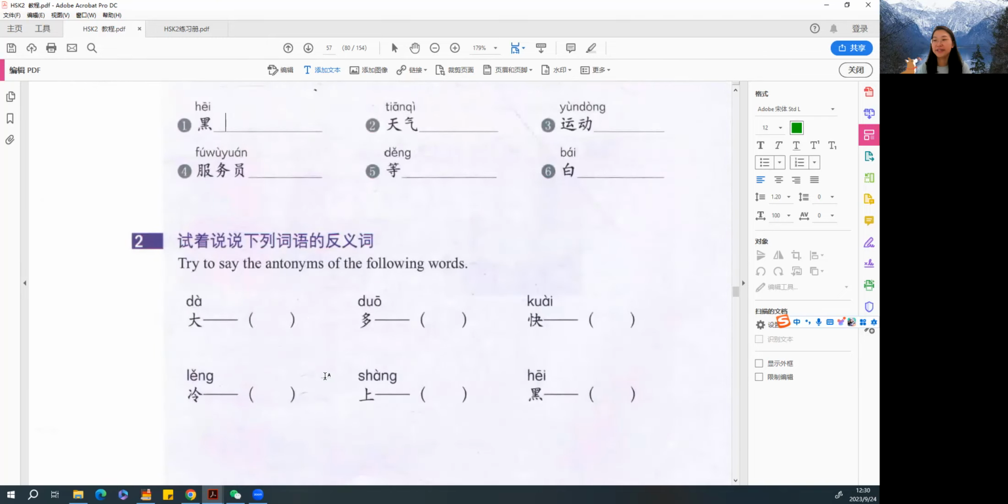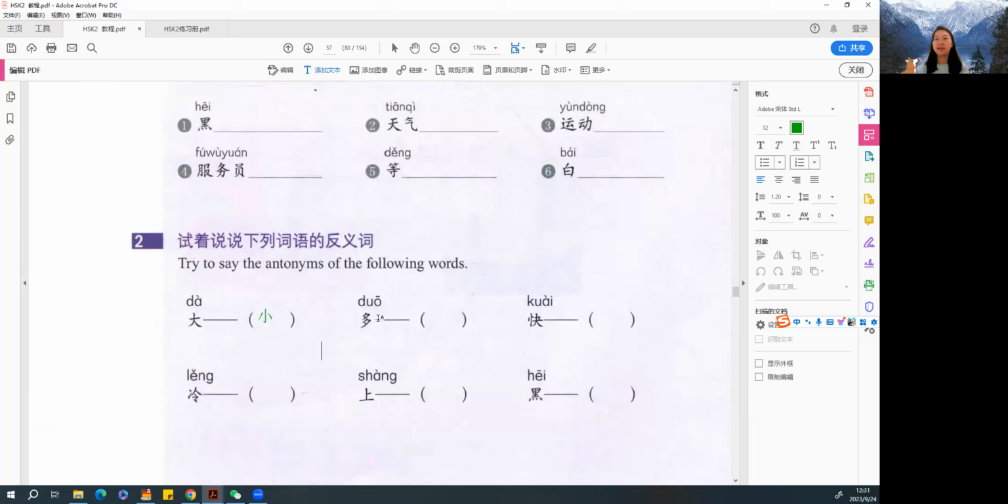Okay, now we are going to learn the opposites. 大 this means big, large, right? And then the opposite is small. How do people say small in Chinese? 小, very good. It's 小猫小狗, right?